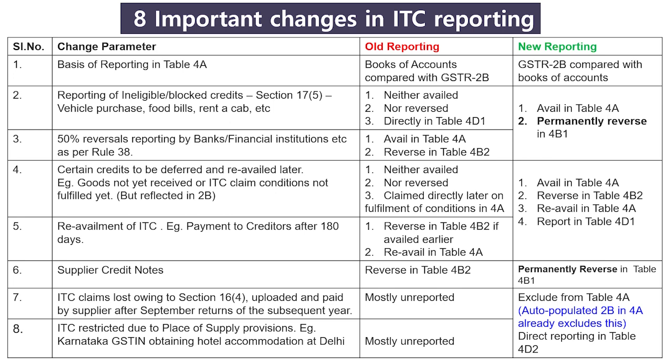Fourth, with respect to goods in transit, the earlier practice was we used to avail it only on receiving the goods. Now with the new reporting format where 2B becomes the basis, first it needs to be availed and reversed under temporary reversals in 4B2 and re-availed in the subsequent months on receipt of goods and reclaims to be reported in 4D1. The next important change is with respect to creditors aging.